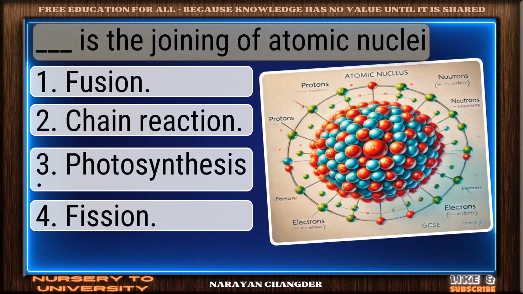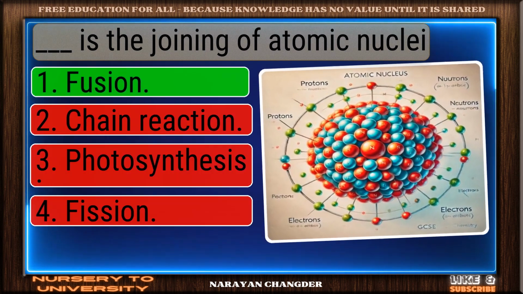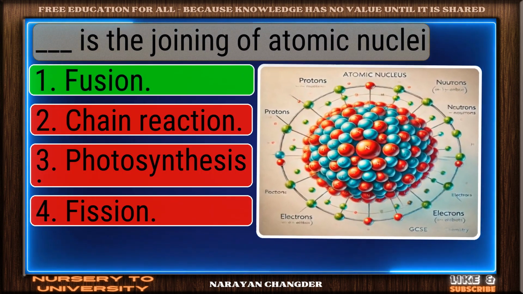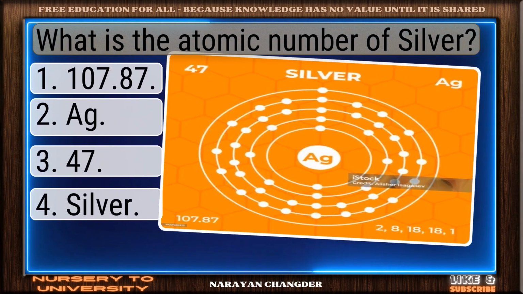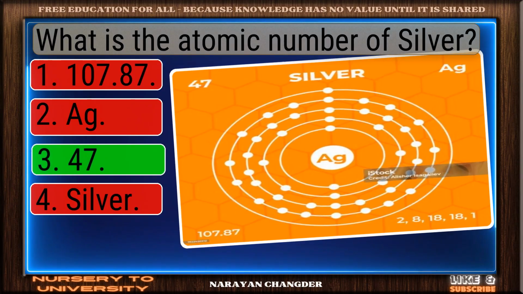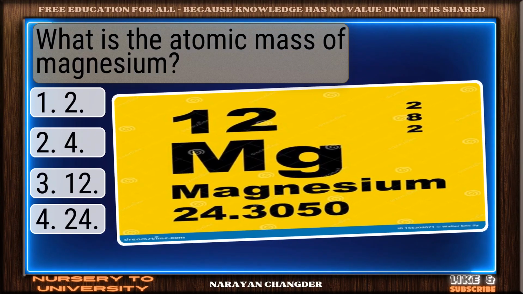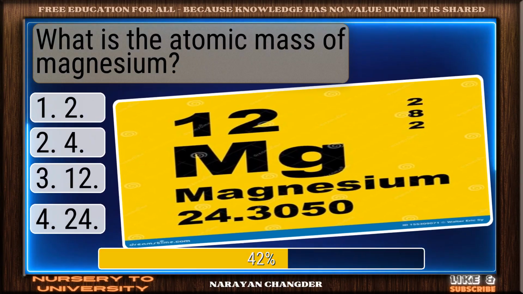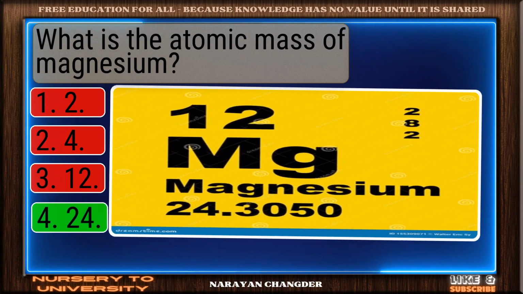Dash is the joining of atomic nuclei. Good thinking. Fusion is the right answer. What is the atomic number of silver? Good thinking. 47 is the right answer. What is the atomic mass of magnesium? Well done. 24 is the right choice.